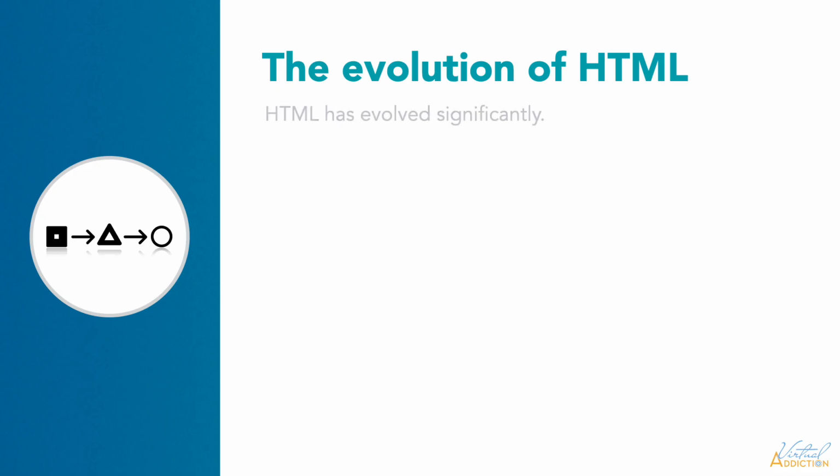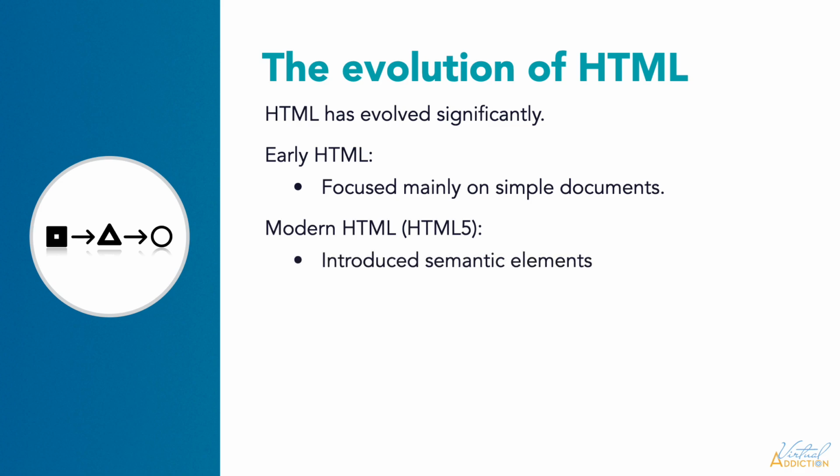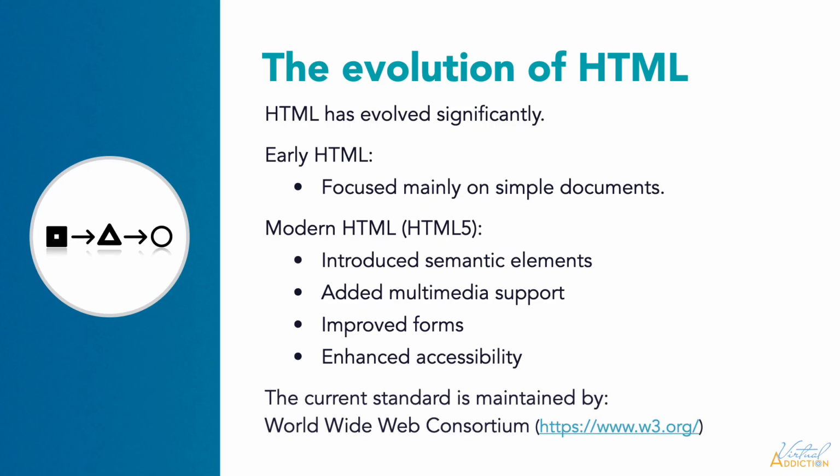HTML has evolved significantly since the early days of the web. Early HTML focused mostly on simple documents. Modern HTML, often referred to as HTML5, introduced many improvements. We now have semantic elements, multimedia support, improved forms, and better accessibility features. The current HTML standard is maintained by the World Wide Web Consortium, often called the W3C.